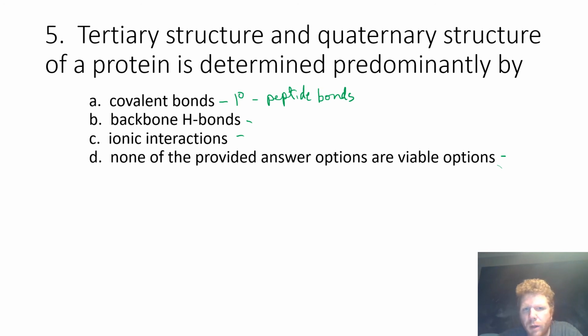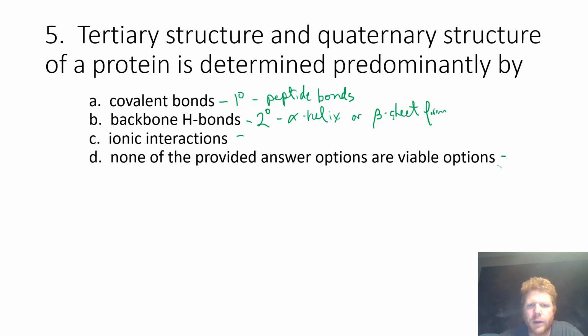Backbone hydrogen bonds, however, now we're talking about our secondary structure. So we're talking about, does an alpha helix or a beta sheet form? Okay. And then we're down to answer options C and D. Ionic interactions and none of the provided.